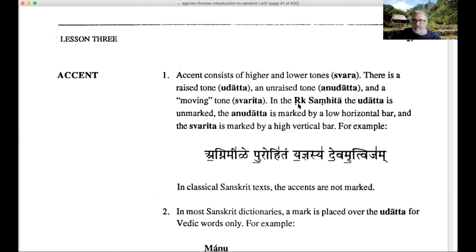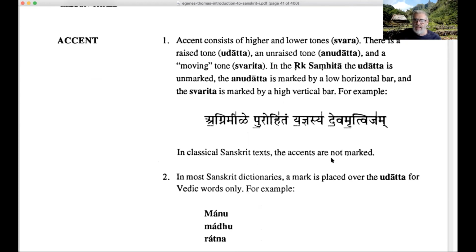Now this type of accentuation is the same in the Taittiriya Krishna Yajurveda. Okay, so when he says in the Rig Samhita, in the Yajurveda Samhita also it's the same type of marking. Not necessarily in the Samveda, not necessarily in the Atharva Veda. Okay, not necessarily in some other branches of the Veda. But in the branches that we're interested in, this is the way it's done. So the udata is the unmarked. The anudata, the low tone, is a horizontal bar underneath, and the swarita is a vertical high bar.